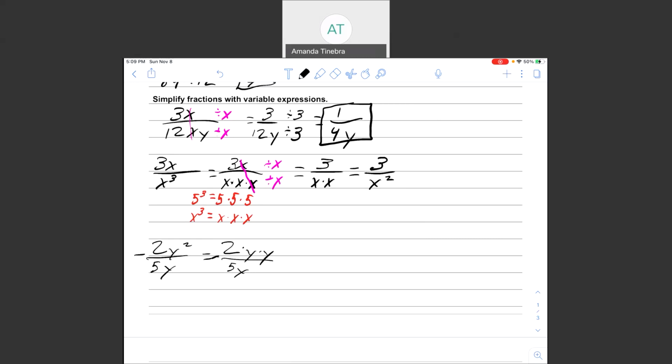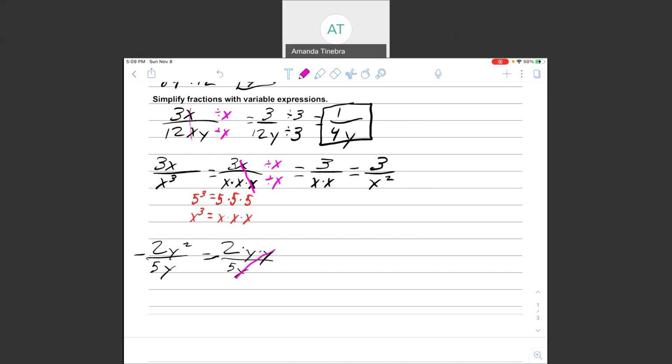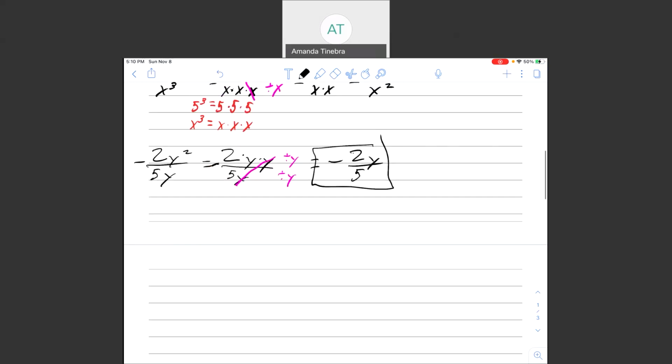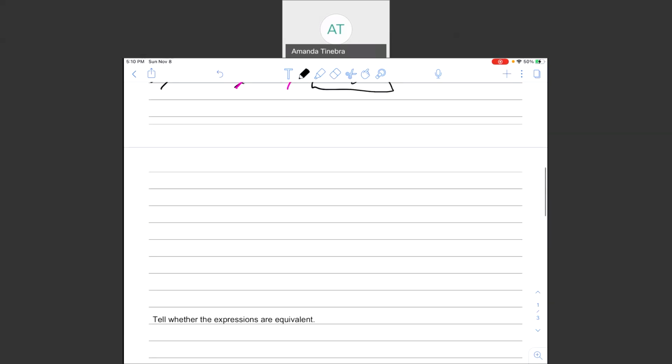Well, here I see that I can divide out 1y from both the top and the bottom, leaving me with negative 2y over 5. So you can see that adding the negative didn't really change anything else in the whole problem. Now, these can get pretty complicated, and it will be up to you to make sure that no matter how complicated it gets, you show your work carefully, and make sure you know what you're doing.